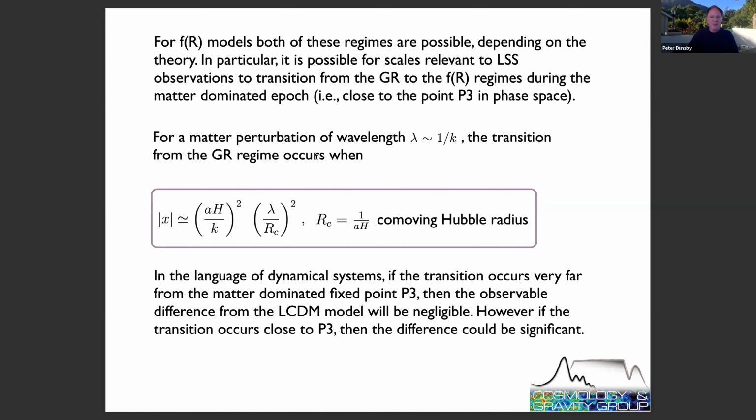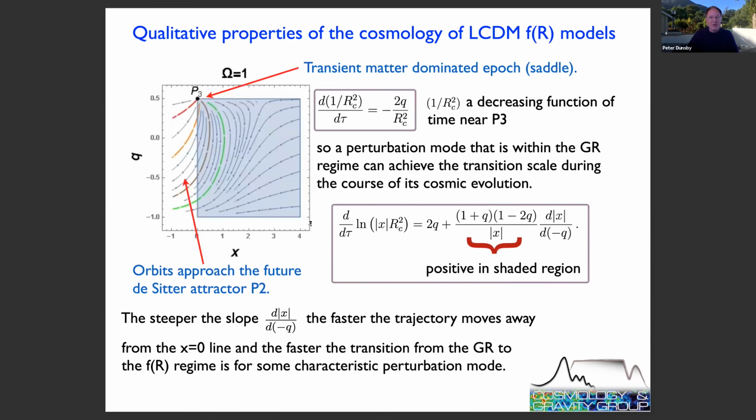And you can determine when this would occur. There'll be a particular criteria for when a wavelength lambda enters this F of R regime. And we can examine when that occurs on the phase portrait in a rather straightforward way. So if we plot the projection of the three-dimensional phase space, which is important to us, so this is now the projection where we have the deceleration parameter plotted against x. Remember, x equal to zero is the GR solution. So this line here is the GR solution. The shaded region is the region for which no instabilities will occur. And here we have orbits which are passing by the transient matter-dominated epoch.